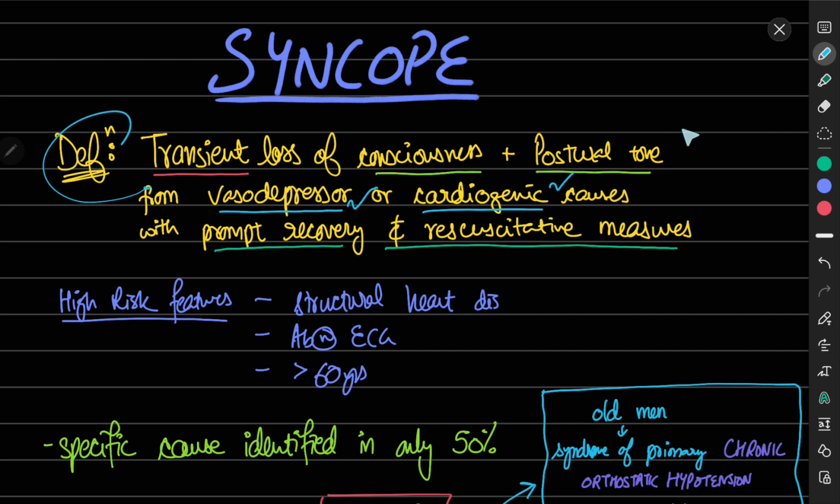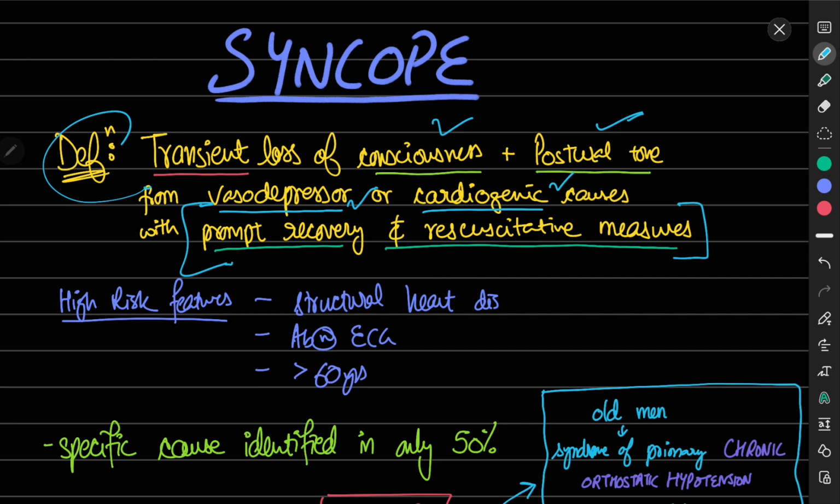So, what is the clinical manifestation? There's a loss of consciousness as well as postural tone. What is the pathophysiology behind it? It can be due to vasodepressor or cardiogenic causes. Along with it, it is very important to have prompt recovery without any restrictive measures.